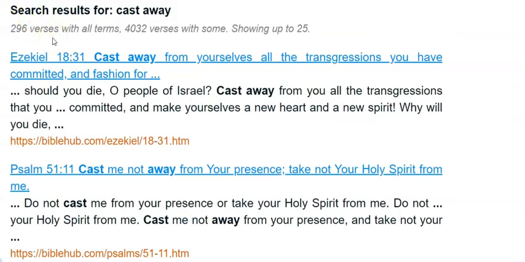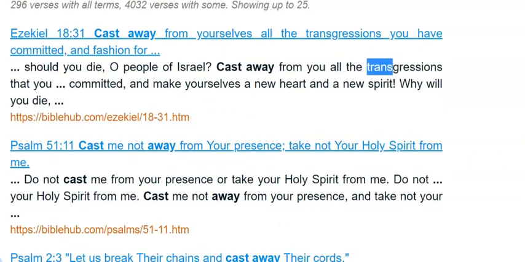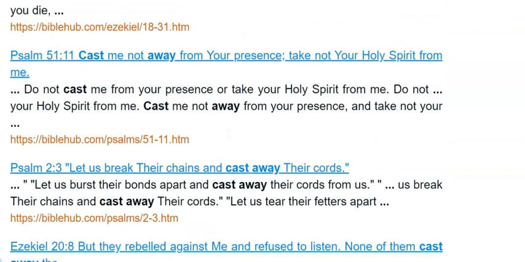So you always see the cast away in the King James Bible. And of course there's the transgressions idea, right? And fashion for yourself again, the forge idea. Yeah, make yourself a new heart and a new spirit, right? So this is, yeah, for being a trans, right? Not against being a trans, it's for being a trans, right? This is where some of these ones get it wrong. This is for being a trans, right? It's not against, it's a for, right?